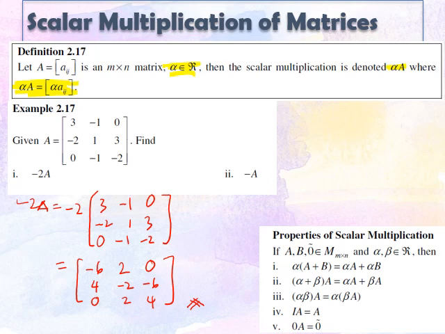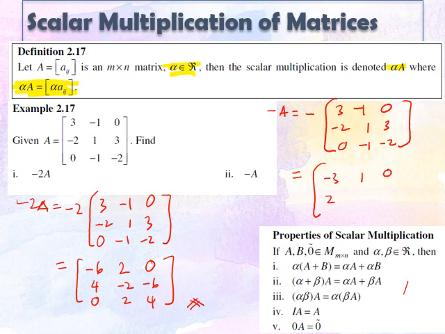The same thing if you want to find negative A, you just multiply by negative 1. Remember, for scalar multiplication, we just multiply to each entry of the matrix. That's it, scalar multiplication. Here are some properties of scalar multiplication. This is just for your knowledge.